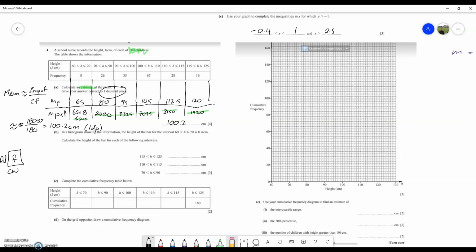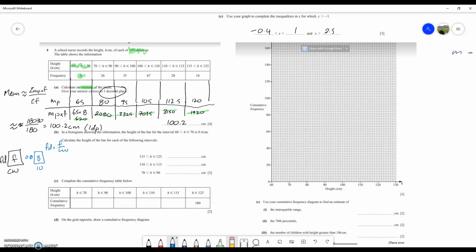In our example here, between 60 and 70 we've got a frequency of 8. It means the area of our bar is equal to 8. Our class width is equal to 10. So our frequency density would be 0.8. In other words, to work out our frequency density, we go the frequency divided by the class width.